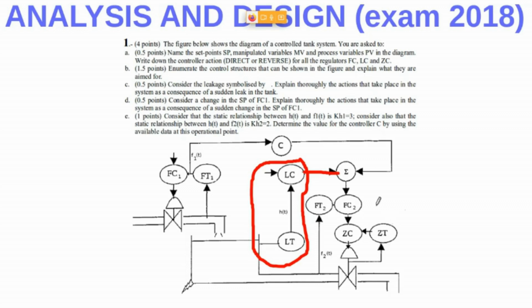So as you can see here, we have a triple cascade loop. The outer one, the main, the primary, is the level control loop. Then we have the flow. This is an additional secondary loop. The innermost loop is this position control, right? So we have a triple cascade in here.